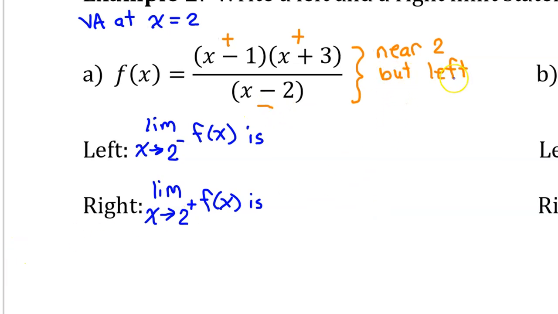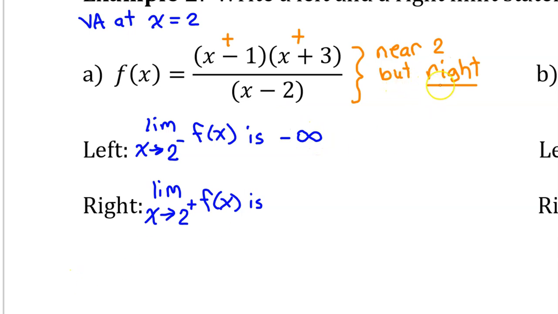So, to the left of 2, is the overall sign of f of x positive or negative? Well, if we have an odd number of negatives, it'll be negative. An even number of negatives means it'll be positive. We just have the one negative. So f of x will be negative a little bit to the left of 2. In other words, the limit as x approaches 2 from the left of f of x is negative infinity.